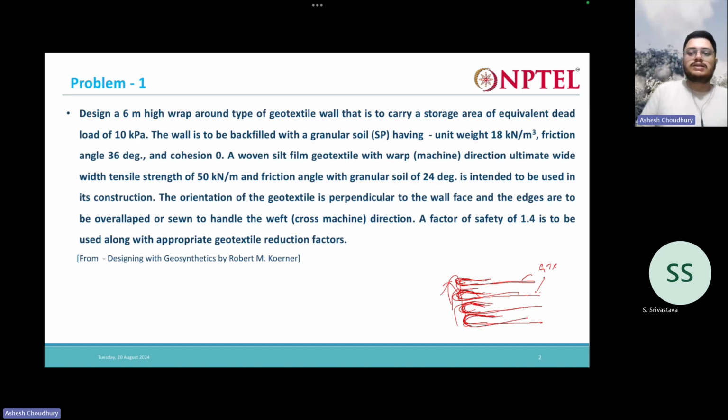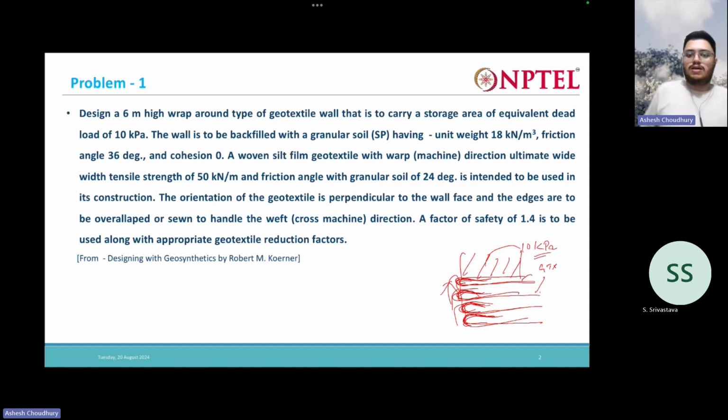Okay, so what is that? Design a 6 meter high wrap around type of geotextile wall that is to carry a storage area of equivalent dead load of 10 kPa. So the dead load is given as an equivalent storage area. If this is the wall, it has to carry some load. Some structure is there above it, and this structure is imposing a dead load of 10 kPa.